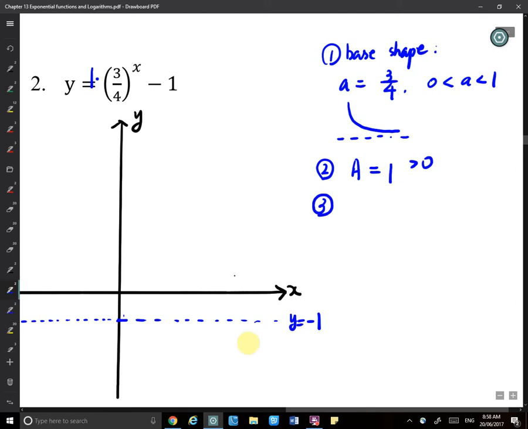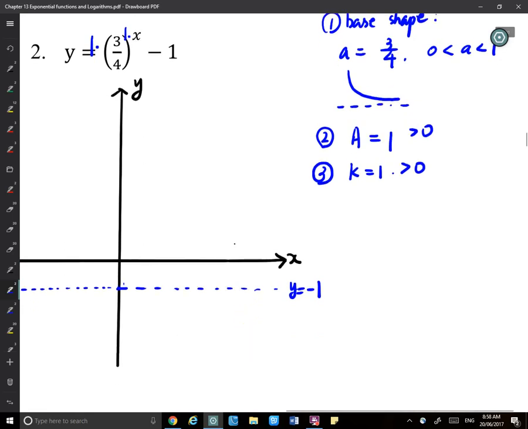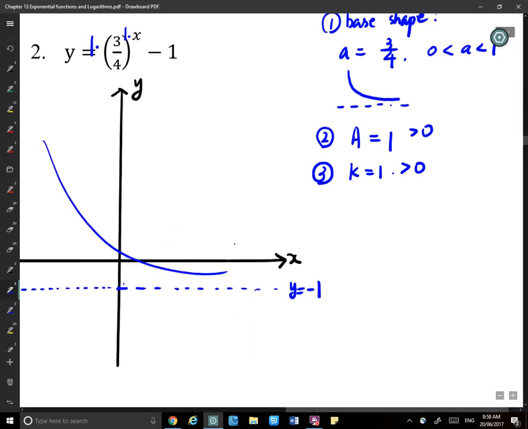Number 3, the K value. The coefficient for x is 1 as well. K equals 1. That is greater than 0. The shape doesn't change, it remains the same. So you have a decreasing graph, a shape like that. A decreasing graph above the asymptote.